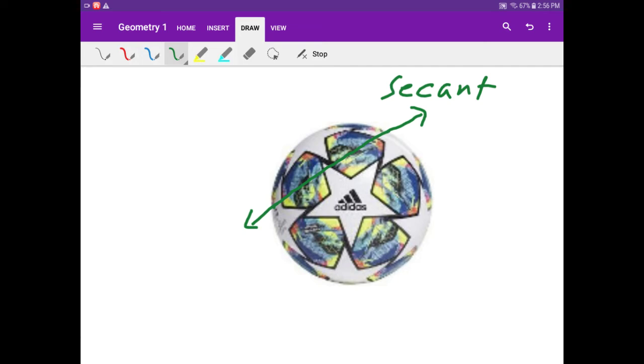And the other thing you have is a tangent. So if you have your radius here, that's your radius, and then it forms a right angle here. So this, pretend that's touching, right there. This would be a tangent.